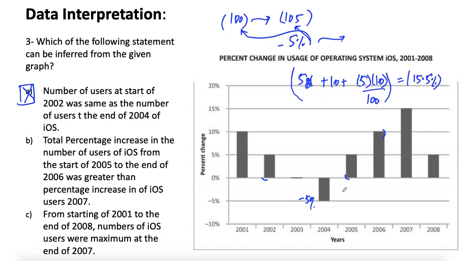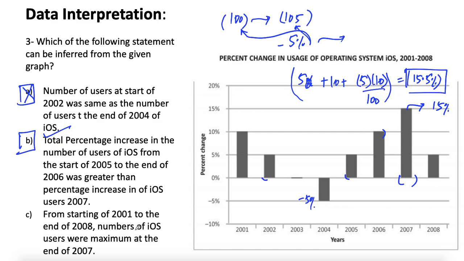So the percentage change from the start of 2005 to the end of 2006 is equal to 15.5%, and this was greater than the percentage increase in iOS users of 2007. For 2007 we have an iOS user percentage increase of 15% and our earlier was 15.5. That's why this can be inferred from the graph. Now let's move to the last one.